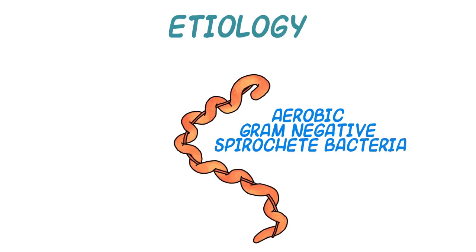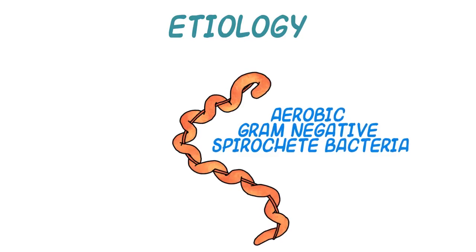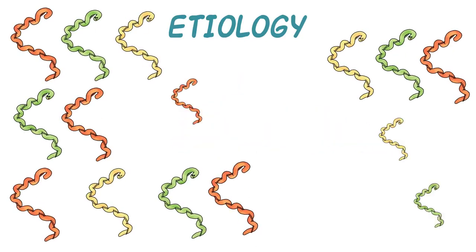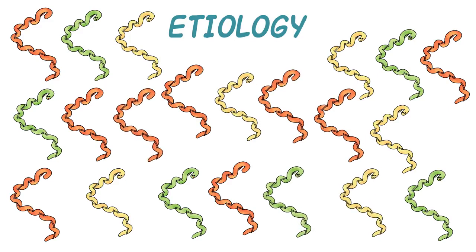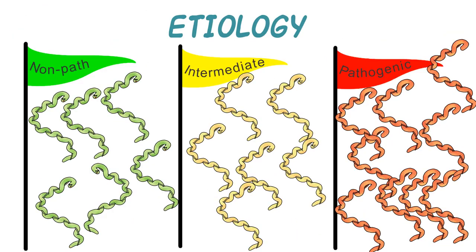Leptospira are aerobic, gram-negative spirochete bacteria with a corkscrew appearance. Historically, there have been many classifications used, but genetic analysis now recognizes 21 species of leptospires, with 9 being pathogenic, 6 being intermediate in pathogenicity, and 6 non-pathogenic.